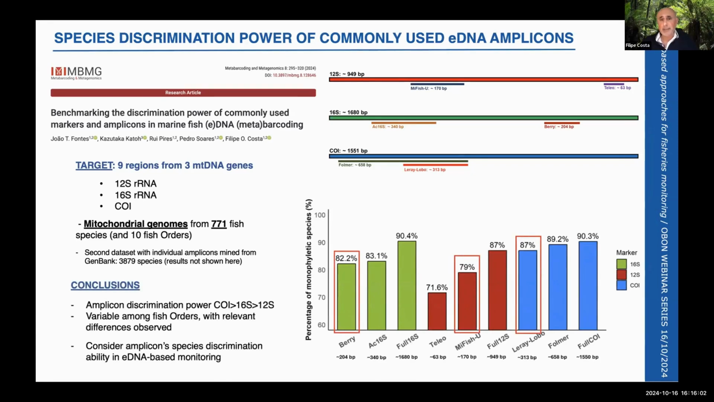The mitochondrial genome analysis showed us that there are important differences in the discrimination power of different markers. We have them listed here according to their color, the different markers and the different regions that were analyzed. Looking at the main used primers, we see that CO1 is the one that has the best resolution at species level, followed by 16S Berry, and then MiFish on the 12S. There are some important differences here, but we also noted that it depended a lot on the fish orders that we are working on. For some fish orders, these markers may be much more proficient in discriminating species than for others.